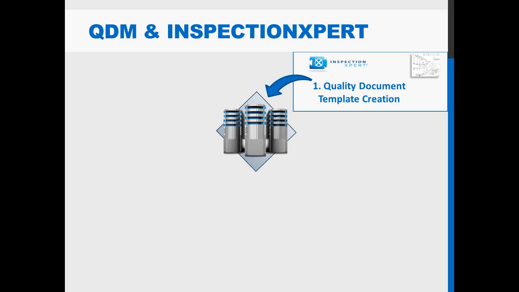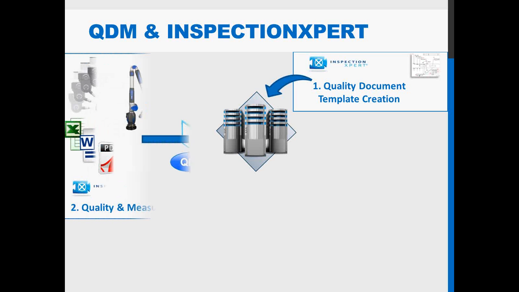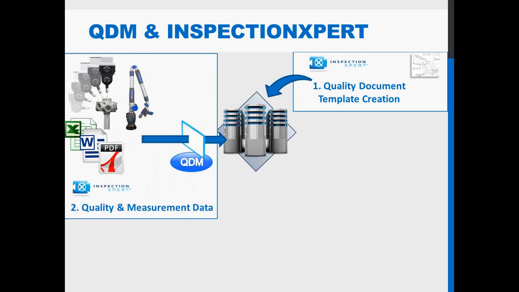You can also take those finalized reports and attach them onto your parts in QDM, so you can create a history of different quality documents related to your parts. Second, as I mentioned before, we use QDM to populate those templates. So in order to do so, we have to first collect our quality and measurement data. So QDM uses Data Grabber and now InspectionXpert to pull that information into the QDM system.